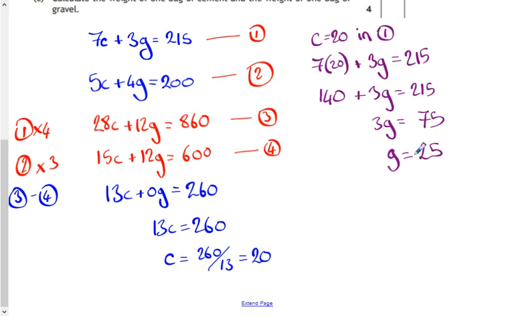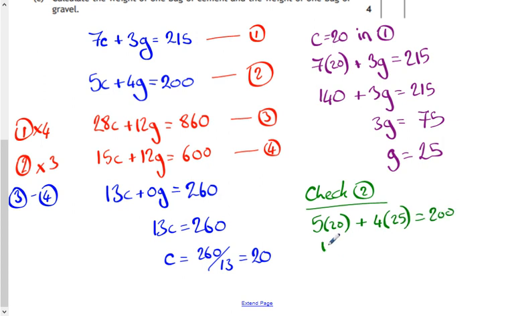So now we know what c is and we know what g is, but we need to check our work just to make sure. So we're going to check using equation 2. We used equation 1 to find g. We made 3 and 4 up ourselves. So we used equation 2 that came from one of our earlier questions. So check using equation 2. We've got 5 times 20 plus 4 times 25 is equal to 200. 5 20s is 100 plus 4 25s, which is 100, equals 200. So we know that's correct.